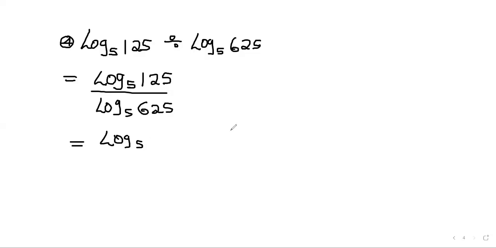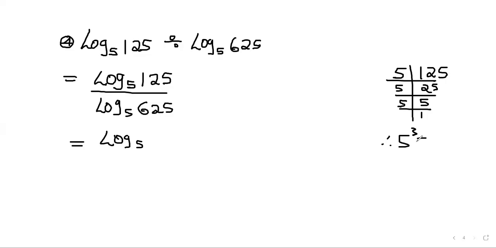Log 5. Then you're going to change 125 according to the fishbone method. Let's check what we are going to get. So we say 125 divided by 5. We know that 125 divided by 5 gives 25, so we write 25 right there. Then 25 divided by 5 gives 5. Write it here. Then 5 divided by 5 gives 1. Write it there. Then we know that 5 to the exponent of 3 gives us 125. So this basically means that where there is 125, we're going to write 5 to the exponent of 3.